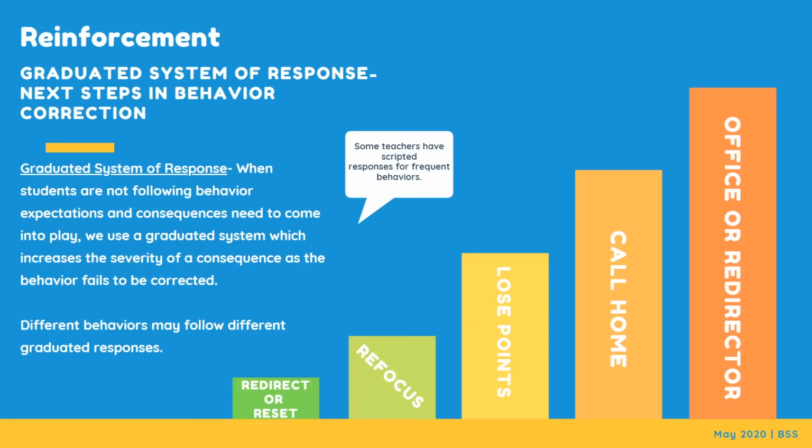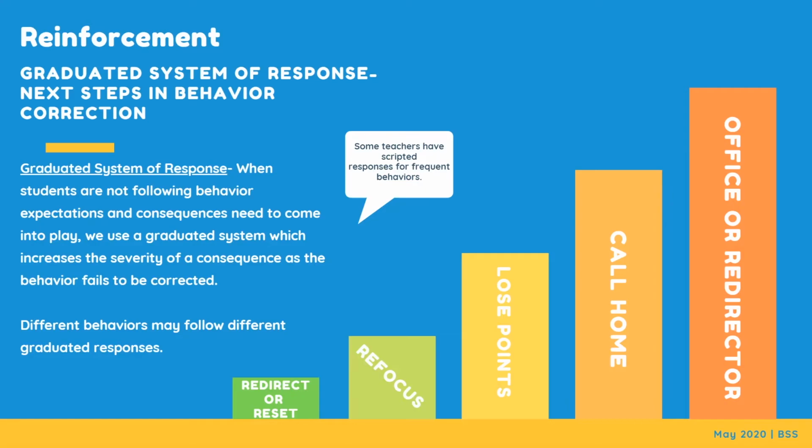Now sometimes pre-correction and reminders of expectations aren't quite enough, so we need to pull on greater resources to address behavioral issues. This is when our team pulls on graduated systems of response. They're the next steps, essentially, in behavior correction.